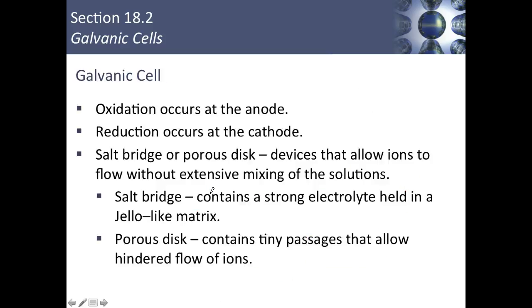The other thing that we can use, besides the porous disk as we specified before, is what's called a salt bridge. Now, the salt bridge is usually going to contain a gel of a strong electrolyte. This is again going to allow for us to have transfer of ions without them affecting the overall reaction that's happening. So it just prevents us from having a buildup of positive and negative.